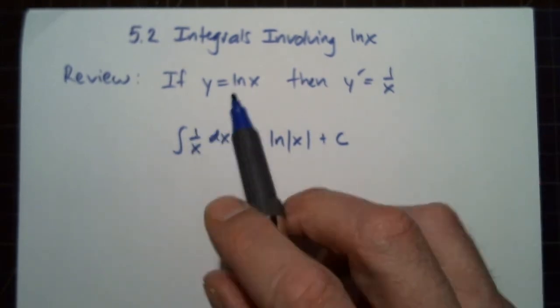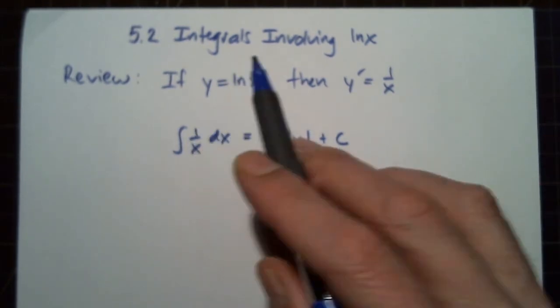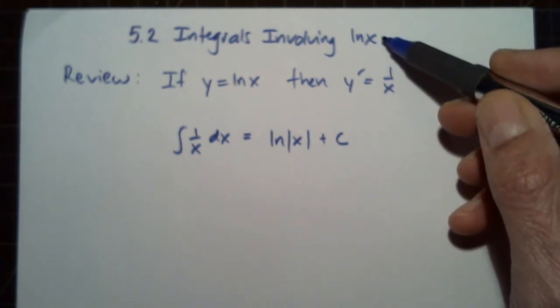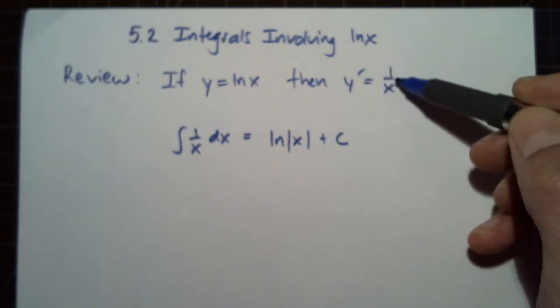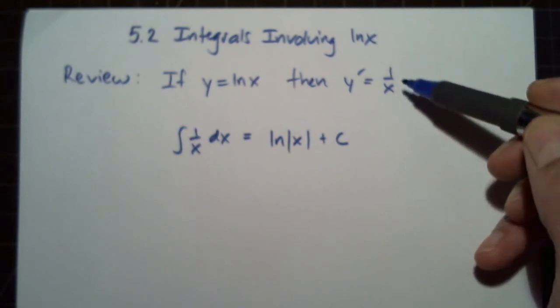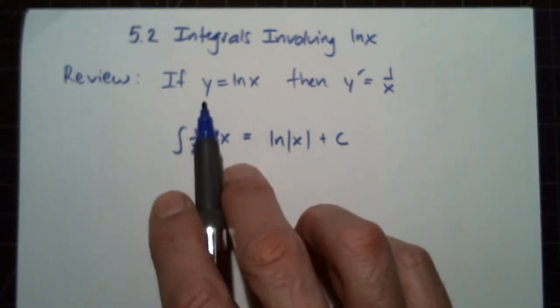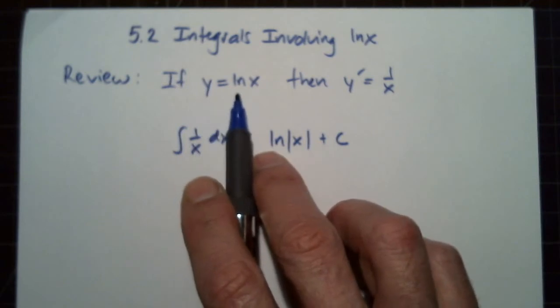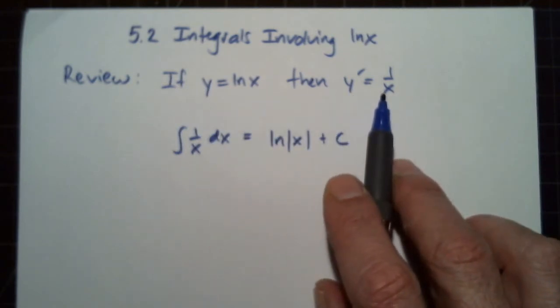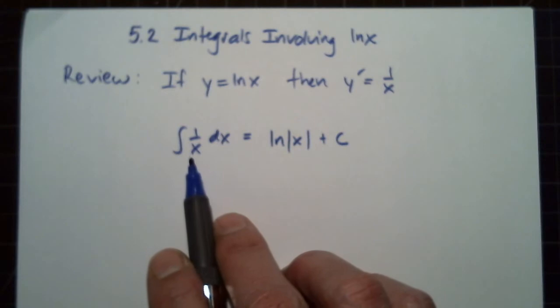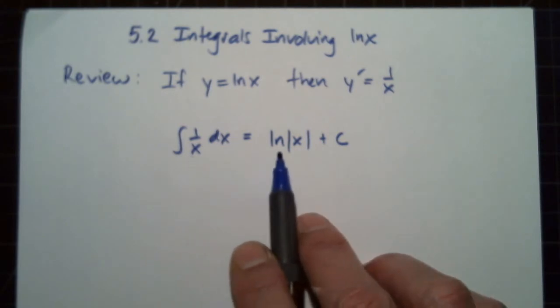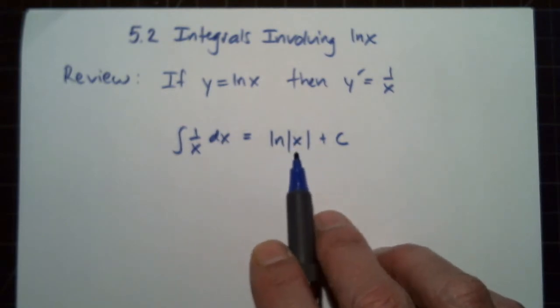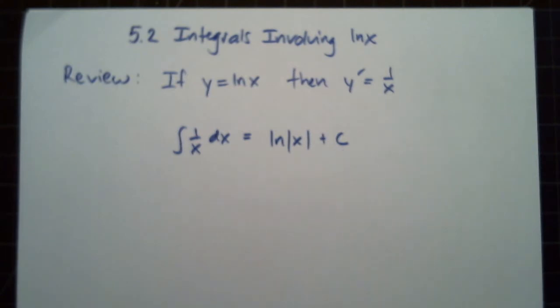Okay, today we'll do integrals. Some of them will have a natural log in them, but most of them will be rational, and then the antiderivative of a rational function is going to be natural log. So reviewing, the derivative of natural log is 1 over x, and so the antiderivative of 1 over x is ln x. We need an absolute value there, and we also have the constant of integration.